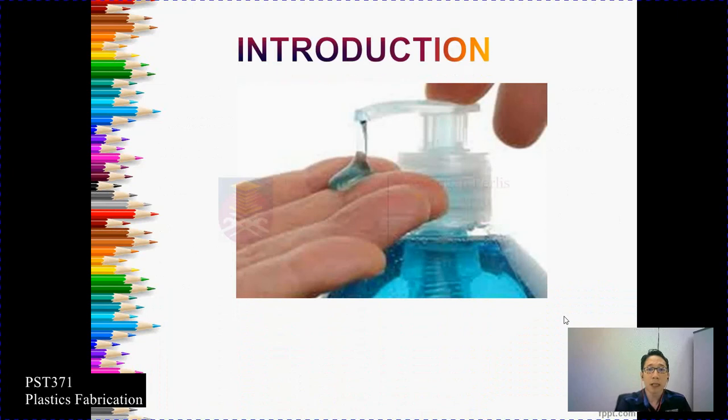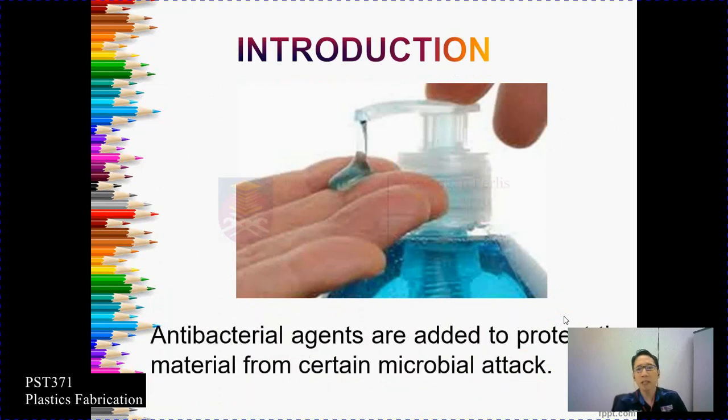Other than that, for example, an antibacterial agent is also added to protect the material from certain microbial attack, such as in hand soaps, and currently hand sanitizers. As we know, hand soap is actually a polymer material, so an antibacterial agent is added to protect our hands from microbial attack.